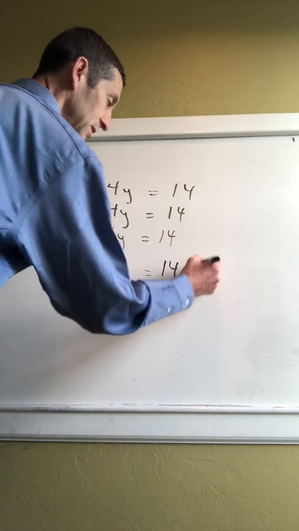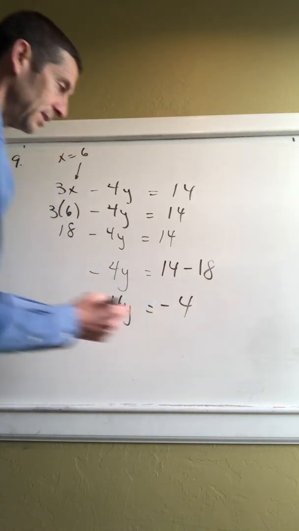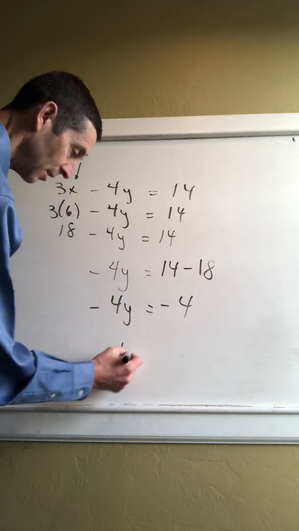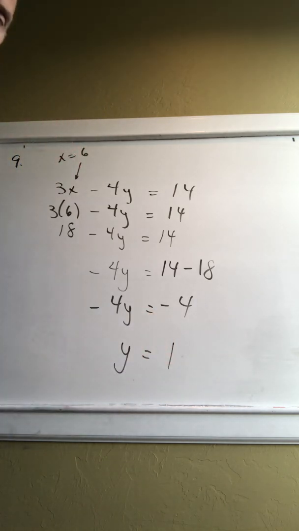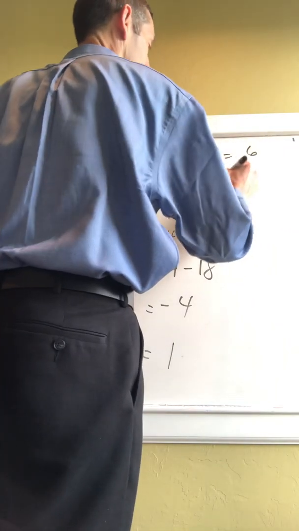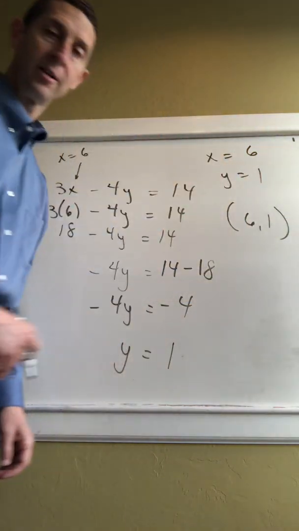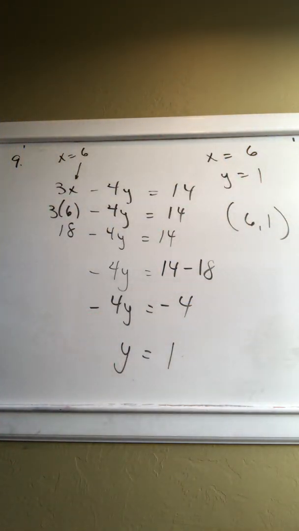So here we have 14 minus 18. 14 minus 18, negative 4. Well, look at that. Y is equal to 1. So we got our first answer, x equals 6. We got our second answer, y equals 1. And then we write it as an ordered pair, 6, 1.